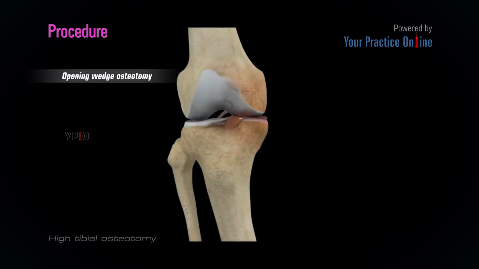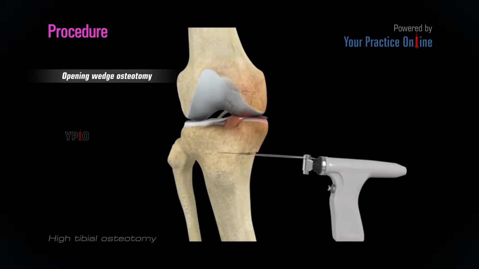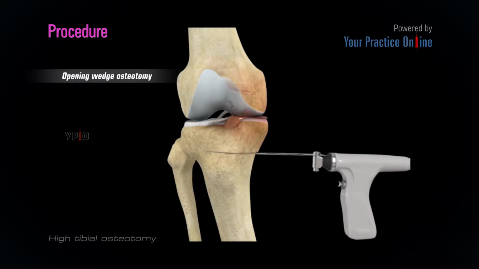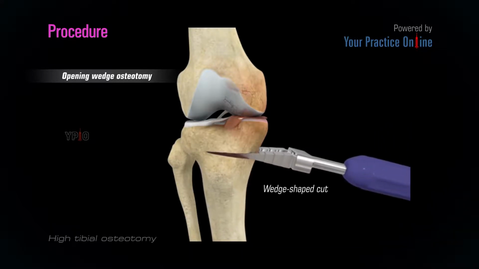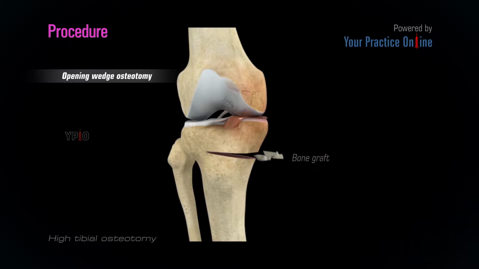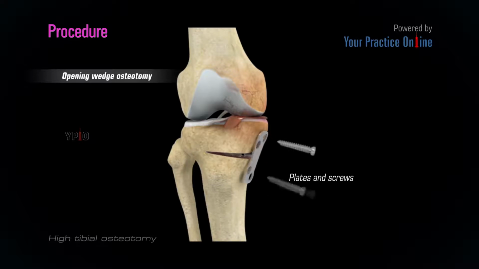Opening wedge osteotomy. In this procedure, the surgeon makes an incision in front of the knee just below the kneecap and makes a wedge-shaped cut in the bone. Bone graft is used to fill the space of the wedge-shaped opening, and if required, plates and screws can be attached to further support the surgical site during the healing process. This realignment increases the angle of the knee to relieve the painful symptoms.